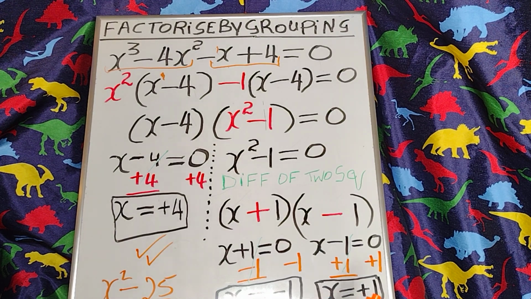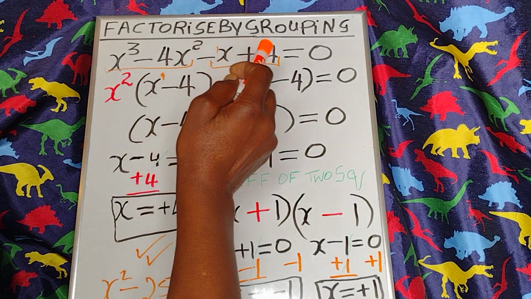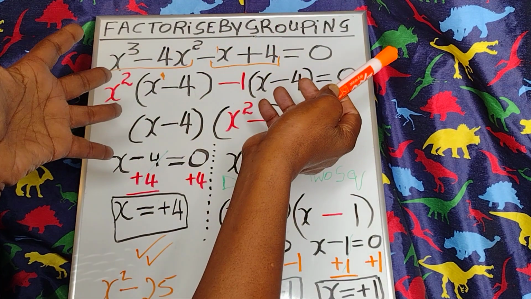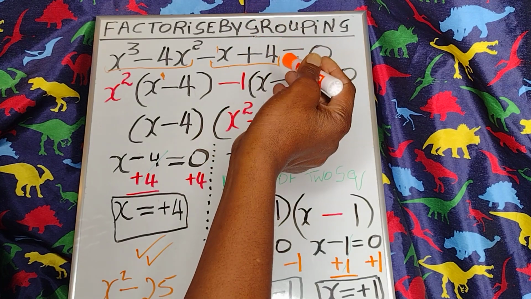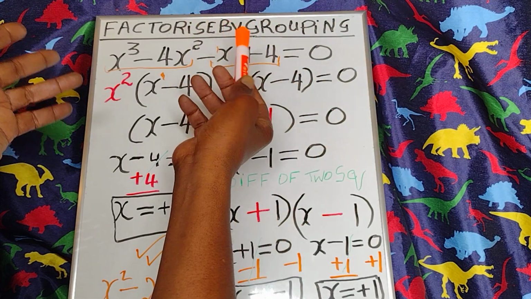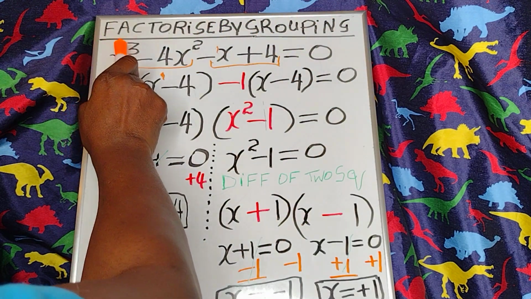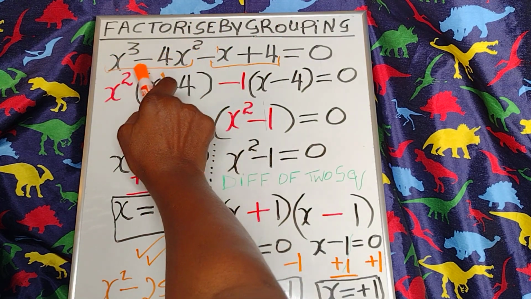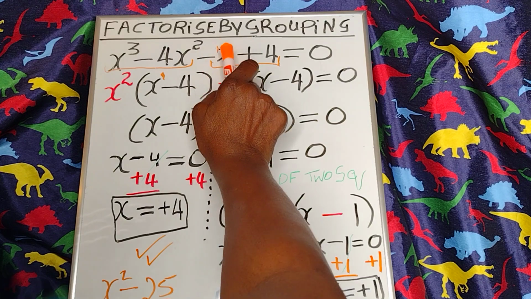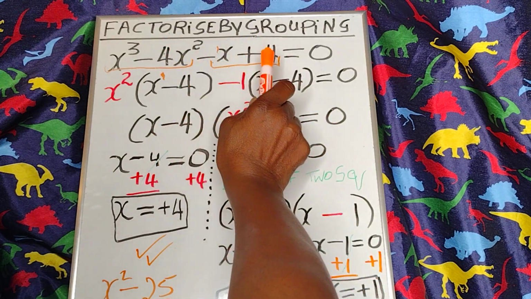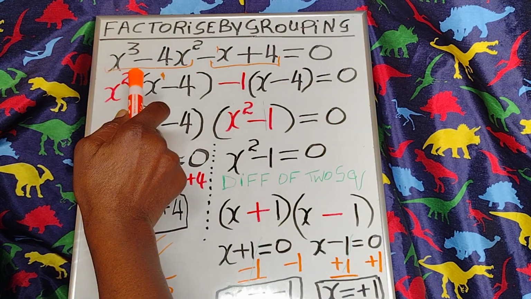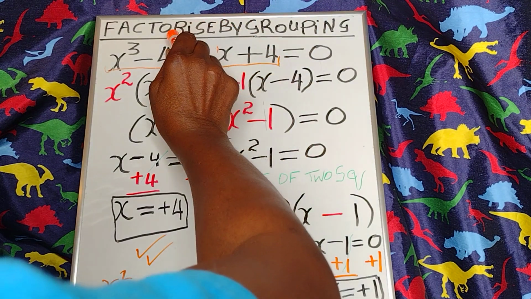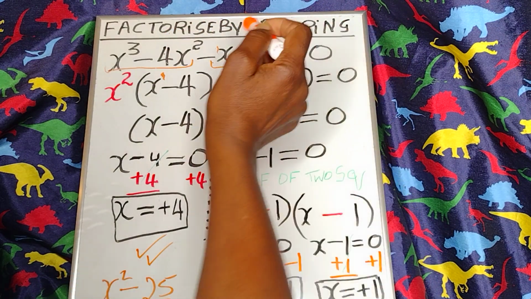The topic of today is that we have to factorize by grouping. Why? Because we did factorize with the trinomial. Trinomials were having three terms: 1, 2, 3. In this case, we are having four groups: 1, 2, 3, 4. So this is the four groups, so we have to use factorize by grouping.